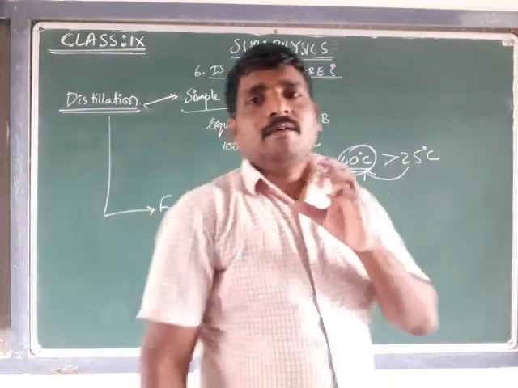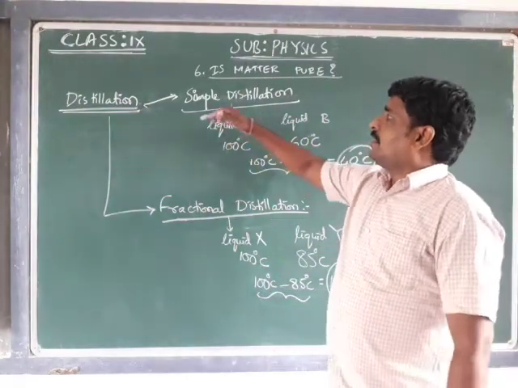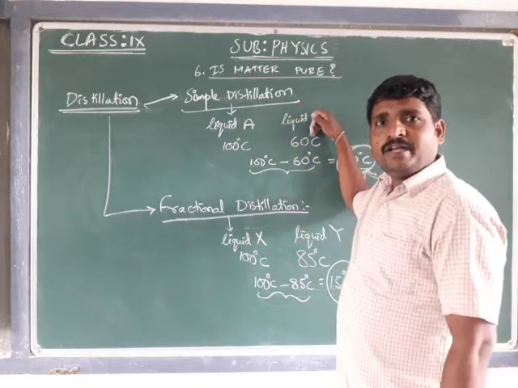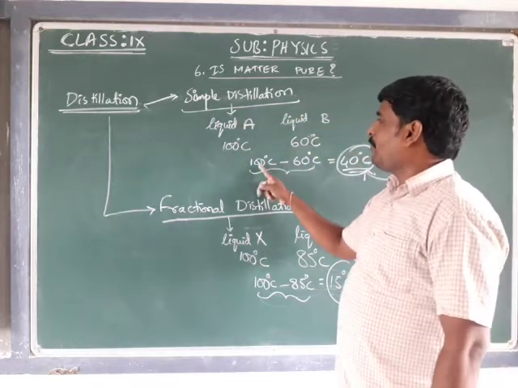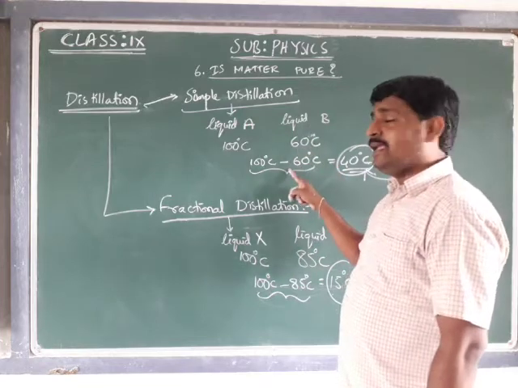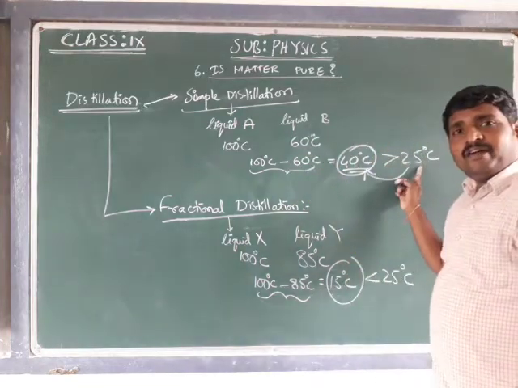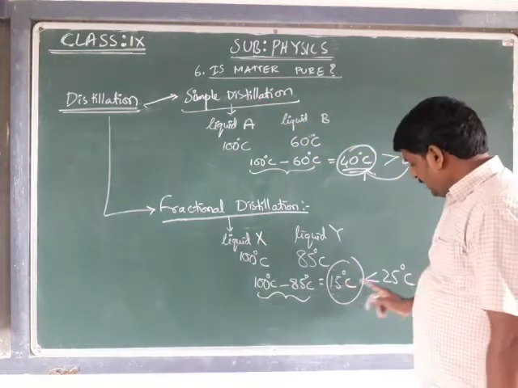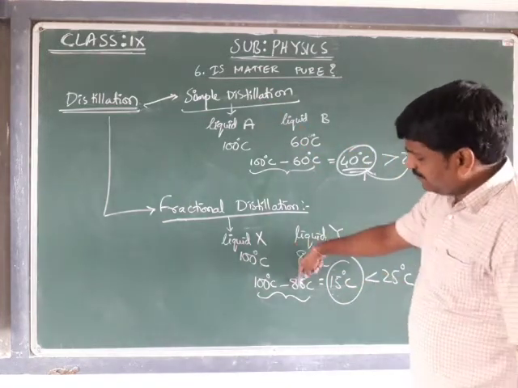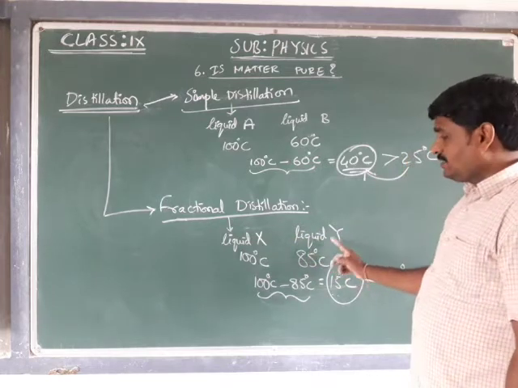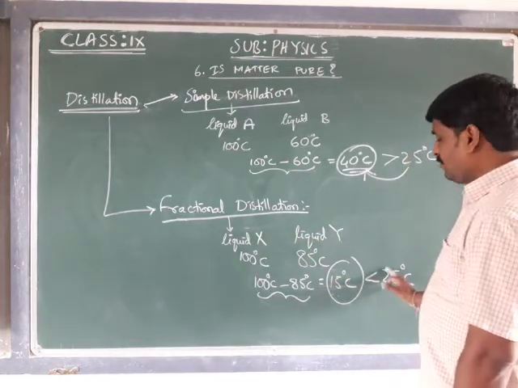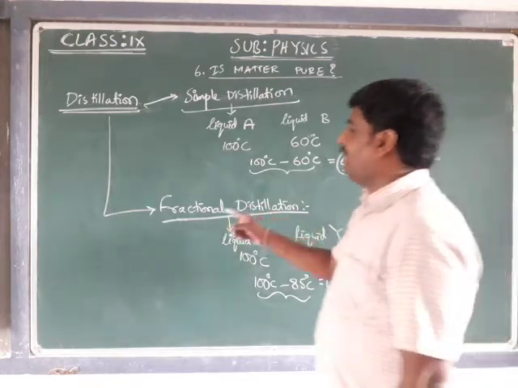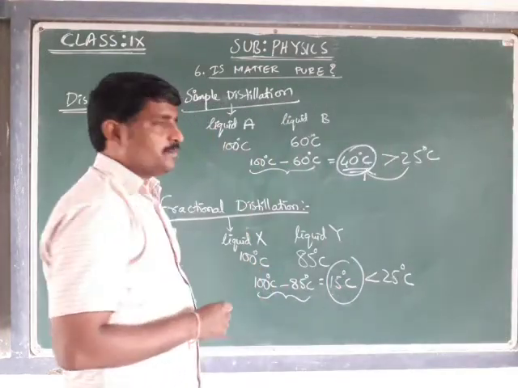That is, to summarize, in miscible liquids which consist of two liquids, if the difference between the boiling points of liquid A and liquid B is greater than 25 degrees Celsius, we will use the simple distillation process. If the difference is less than 25 degrees, in our example that is 15, then we are going to use a fractional distillation process.